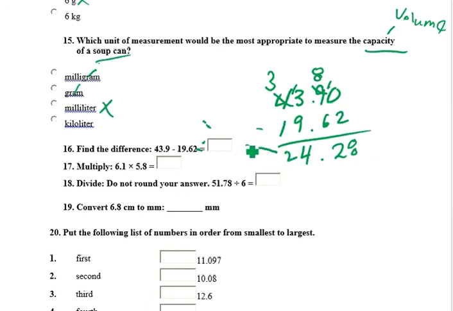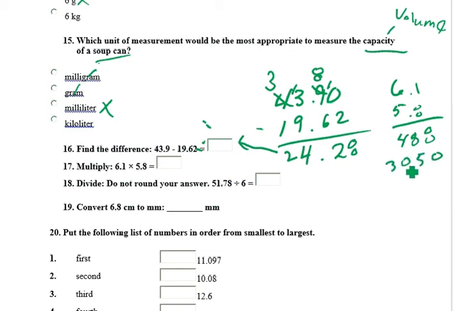Okay, multiply. We'll do that over here. 6.1 times 5.8. We don't have to do anything, just ignore the decimals for now. 8 times 1 is 8. 8 times 6 is 48. There's my placeholder. 5 times 1 is 5. 5 times 6 is 30.